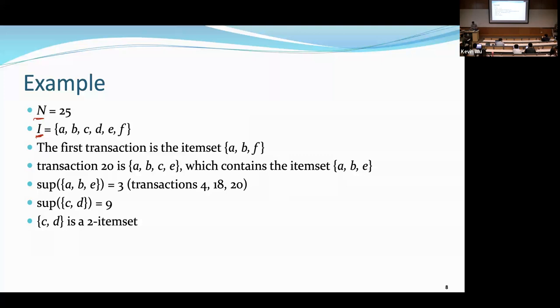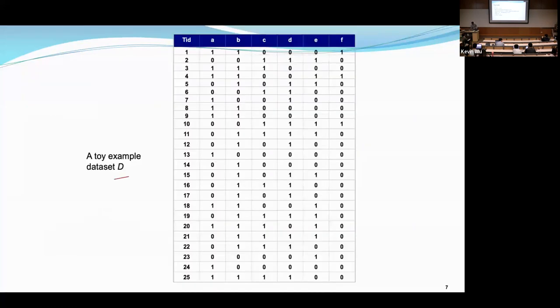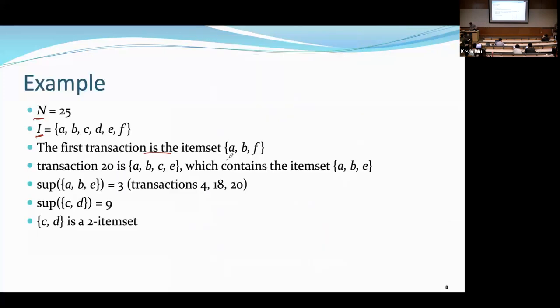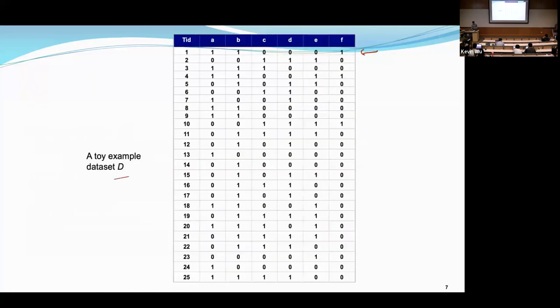Now, the first transaction in the data set is this one, and we are using what we call one-hot encoding. So we put a 1 at a particular entry in this table to indicate the presence of a certain item. If you look at the first transaction, you see we have 3 ones under A, B, and F. And therefore, the first transaction is the item set ABF. Transaction 20 is the item set ABCE. So let's take a look. This is transaction 20. We have A, B, C, and E here.